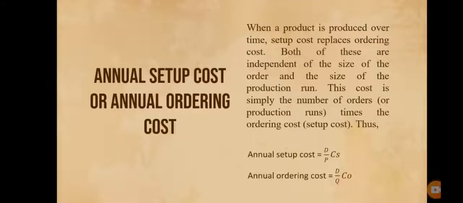So, in order to get the annual setup cost, we will have a formula of our daily demand rate over our daily production rate times the setup cost, and the annual ordering cost will be daily demand rate over our number of units per order times the ordering cost.